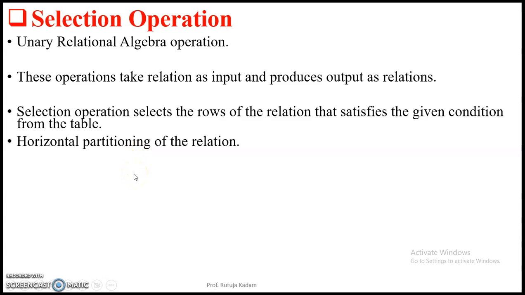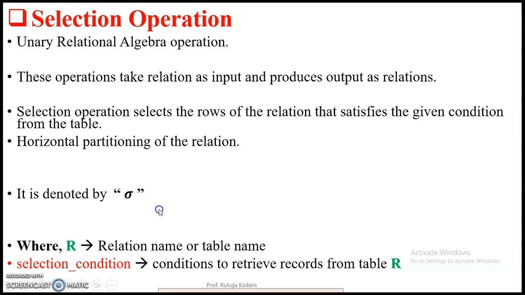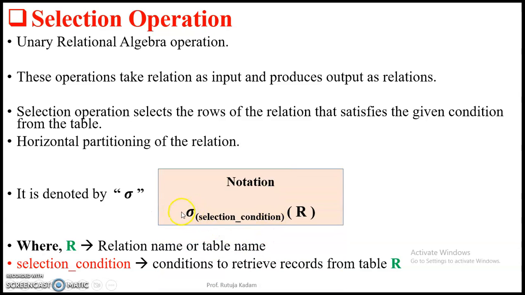It performs horizontal partitioning of the relation and it is denoted by sigma. So what is the notation of it? The notation is that we write the symbol sigma, the selection condition, and R, where R is the relation name or the table name, and the selection condition is nothing but the condition which is used to retrieve the records from the table R.